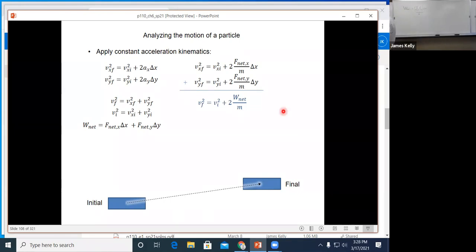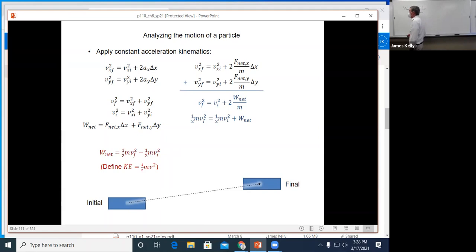Now I've got an equation that relates the net work done on this object to its initial and final velocities, and all I'm going to do is solve for the net work. Do a little algebra there. I'm dividing by 2 and multiplying by m to get the net work by itself. So we get the net work is 1/2 times the mass of the object times its final speed squared minus the same thing with its initial speed squared.